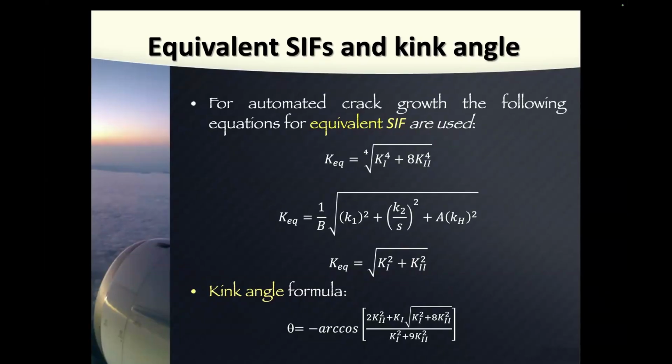But K equivalent is something like we want to find one single value which will represent both K1 and K2, okay? And the kink angle formula, you can see here again, is based on K1 and K2 values. So this is why we desperately need stress intensity factors in order to evaluate the possible crack paths.